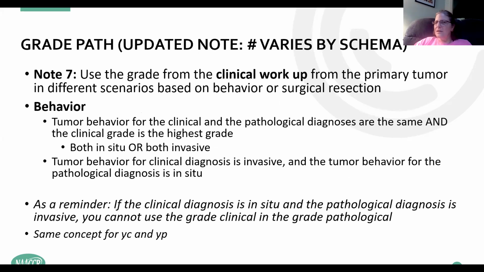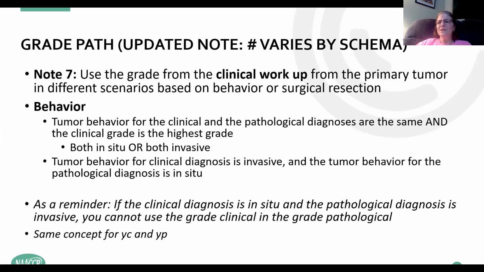Back to grade. Okay. We have another updated note. And once again, this varies by schema, so I couldn't give you the actual note number, but the ones I just went over are always number 2. Now we're looking at behavior. So the tumor behavior for the clinical, so we're still in grade path. We're still looking at situations where you can use the grade clinical and the grade path.